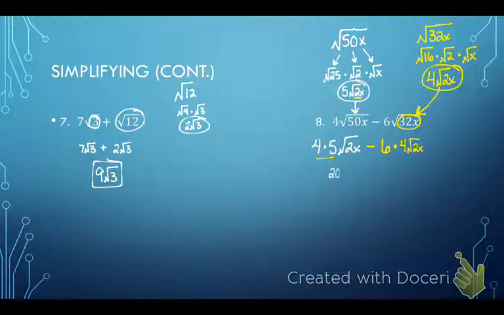So 20 times the square root of 2x minus 24 times the square root of 2x. Now can we combine, add or subtract? You bet. Negative 4 square root of 2x.